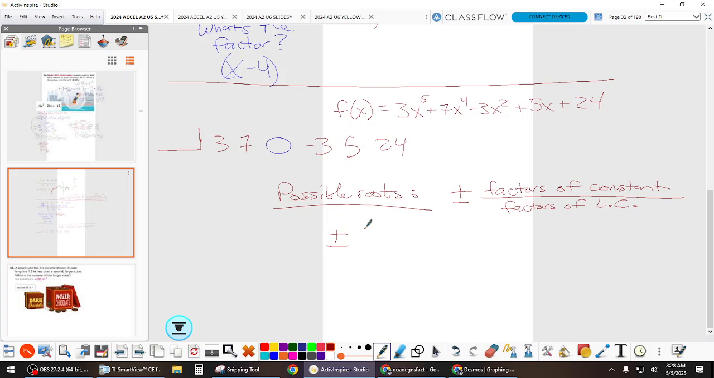Okay, so let's start with factors of 24. Go. 1, 2, 4, 6, 8, 12.